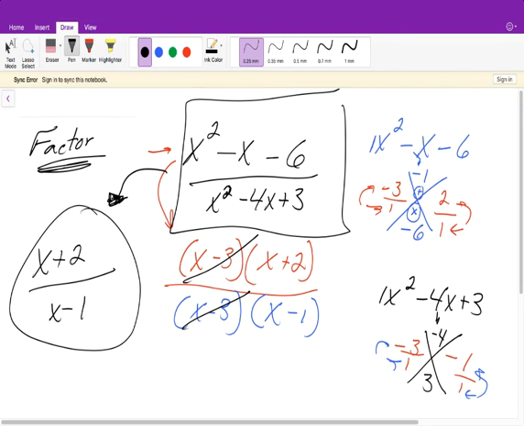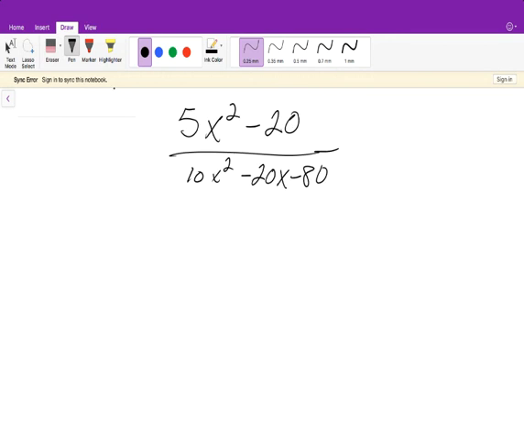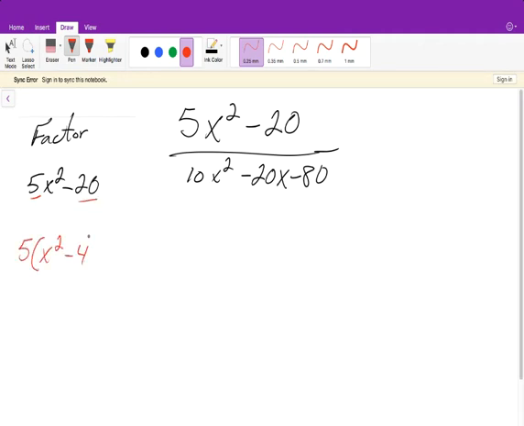All right, there's a couple more problems that we're going to do with this. All right, so we're asked to simplify this. So remember, first thing that we need to do is factor. So we have this 5x squared minus 20. Well, the very first thing that we always do when we're factoring is take out a GCF. 5 goes into both of these. So we're left with 5 times x squared minus 4.